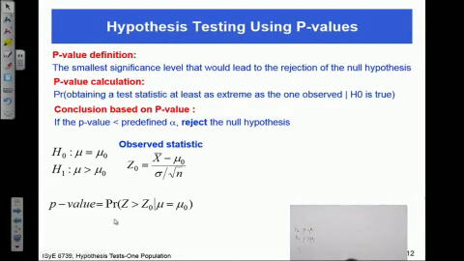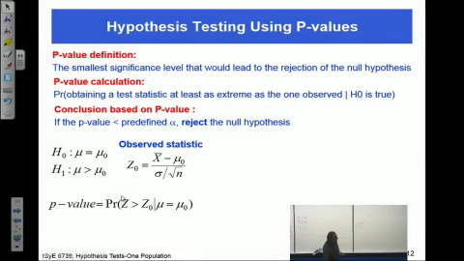So a test statistic at least as extreme as the one observed. This is the one observed. So we observe this value, and we want to calculate the probability that your test statistic is greater than the observed value. Okay? And when we are talking about extreme, we are talking about the sign of this inequality. This says greater than, this is also greater than. If it is less than, this is less than. So basically, probability of Z greater than z0 given H null is true.